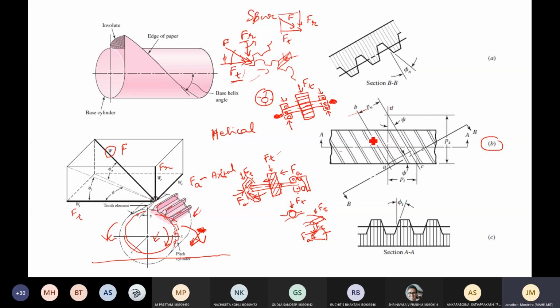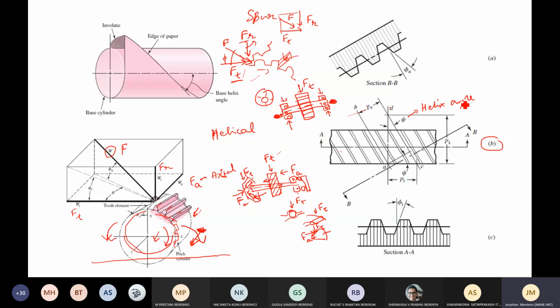So let us see what we can understand from this. Now, as you see from the top, each and every gear tooth is inclined or slanted, and there is a specific angle which we call the helix angle. In this figure, this helix angle is called psi. Let me mark it here.